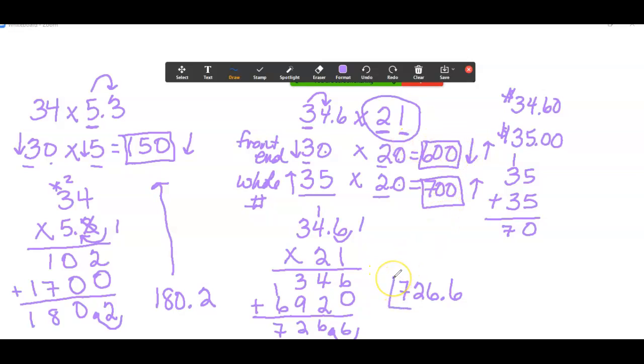So I'm looking at my real answer, and my real answer is close to 700. And so that is a reasonable answer. And if I did the front end estimation, that would still be a reasonable answer. 600 is still relatively close to 726 and 6/10. It's just that the 700 estimate is much closer.